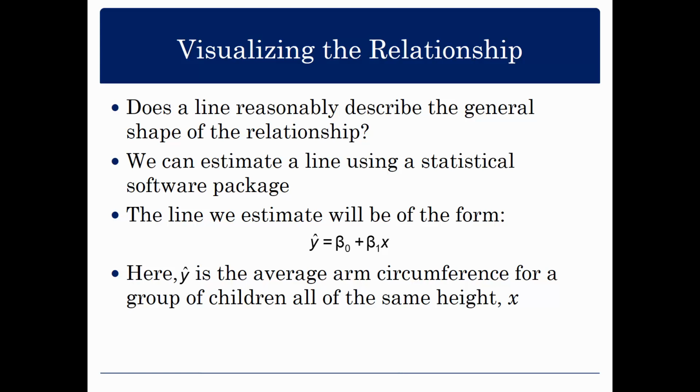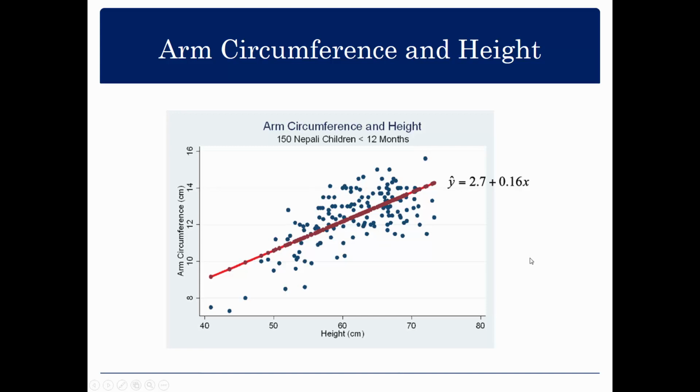We can estimate that line using the LM function in RStudio. There are also tons of other software packages that you could use, but the estimate that we're going to get out is of the form of the equation of a line, and we're interested in these two parameters that help us describe the relationship between the average arm circumference, which is y, and then the predictor, which is the height of children. So when we fit this using that LM function, we end up with an equation of the line where the expected or average arm circumference, y hat, the red line, can be described as a function of the height of children.